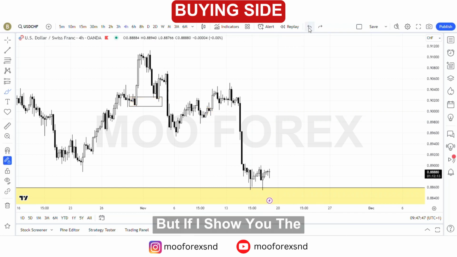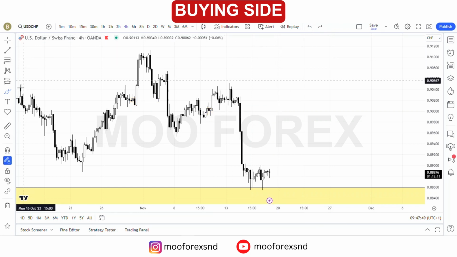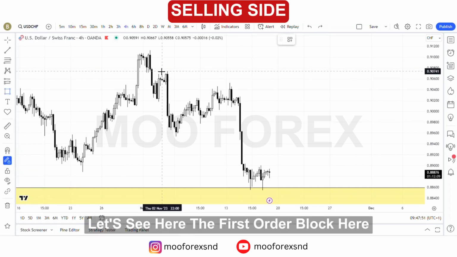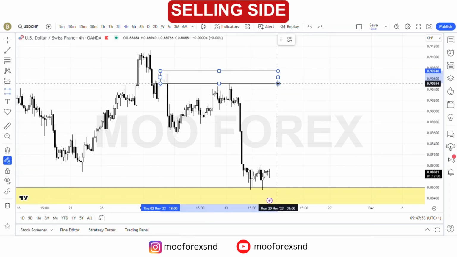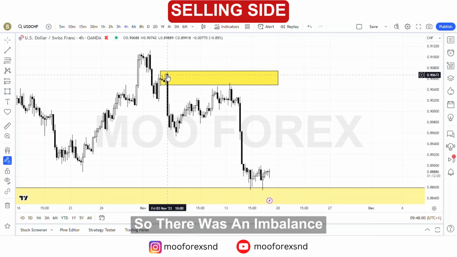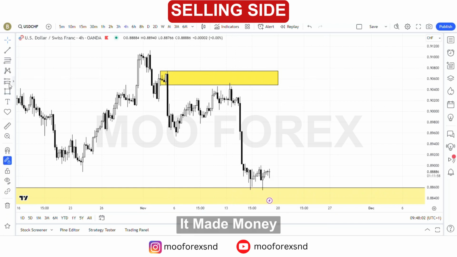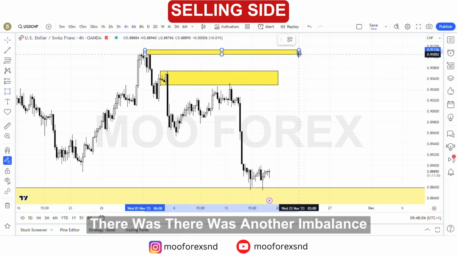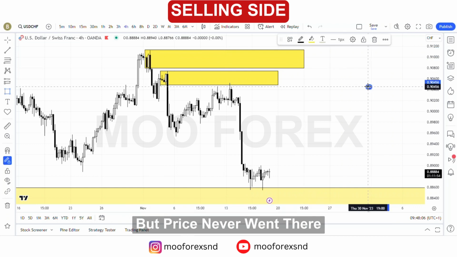But if I show you the selling side, let's see here, the first order block here. Remember, I'm just showing you the setups with imbalance. Okay, so there was an imbalance, it made money. There was another imbalance, but price never went there.